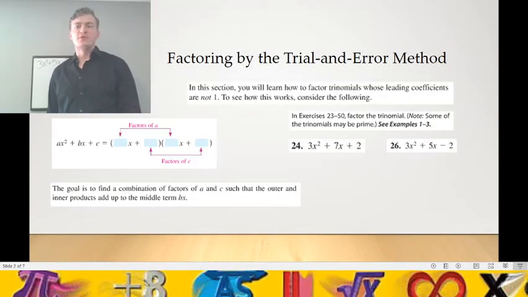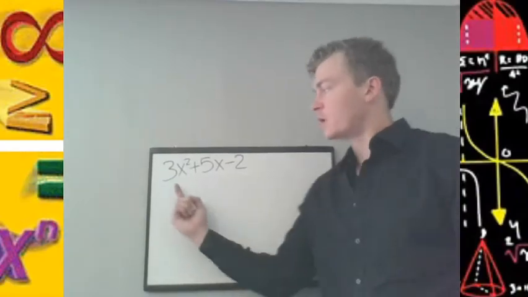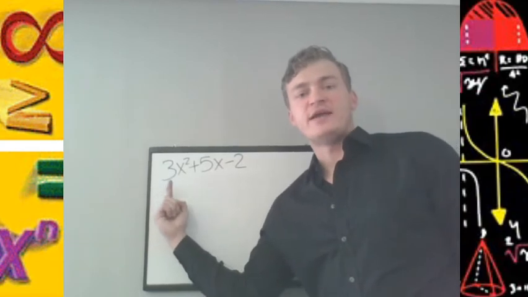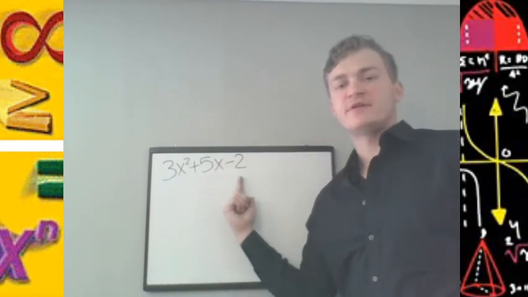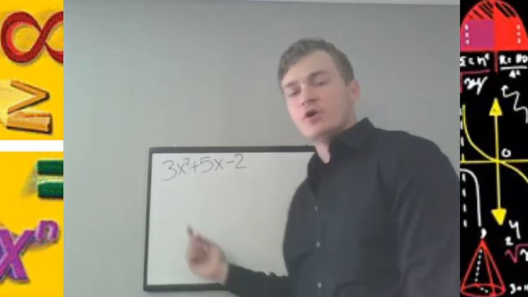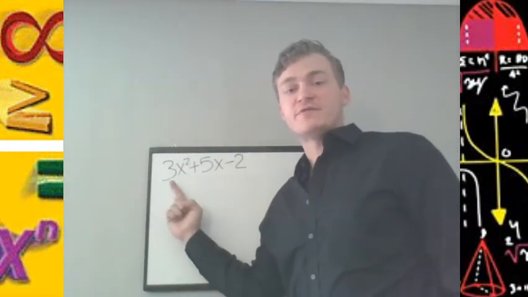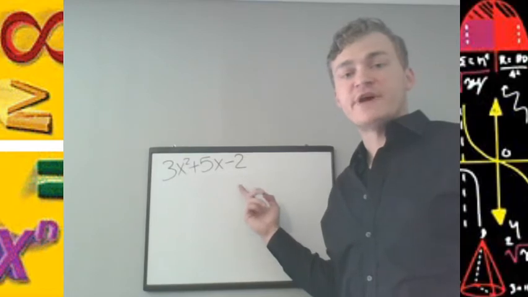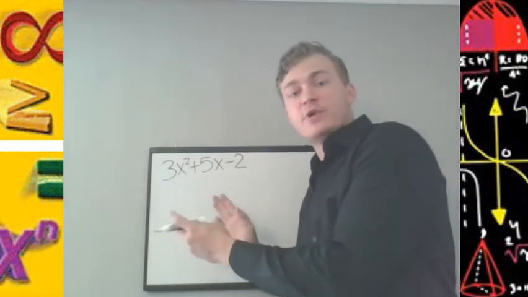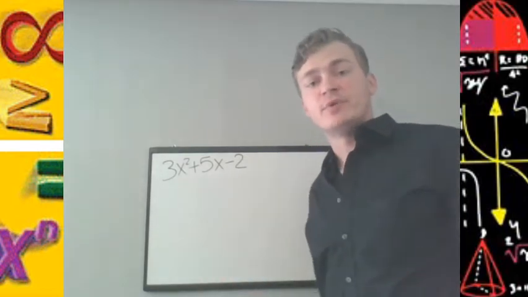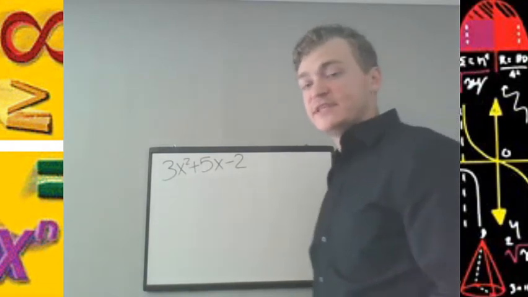Factor the trinomial, 3x squared plus 5x minus 2. So we're on the right side there, number 26. We'll go to the full view. My leading coefficient, A, is 3, B is 5, and C is negative 2. The goal here, for the trial and error method, is to find a combination of factors for A and a combination of factors for C, such that when we combine them, they give us our middle term, B, which is positive 5. Let's see how we do that.